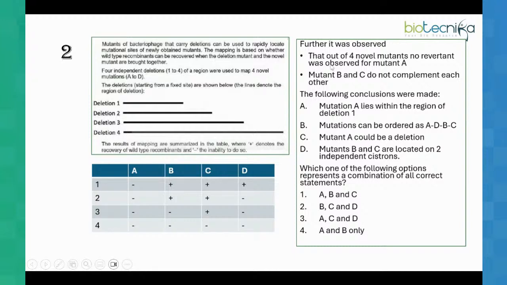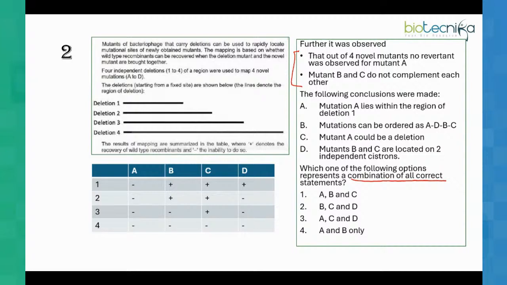Further, it was observed that out of four novel mutants, no revertant was observed for mutant A. Mutants B and C do not complement each other. Now, based on the data that we have got after deletion mapping, the crossing that we have done, and also by keeping in mind these two statements, following conclusions are made: A, B, C, D. So you have to identify which combination has all correct statements.